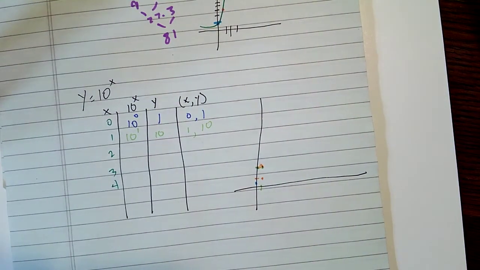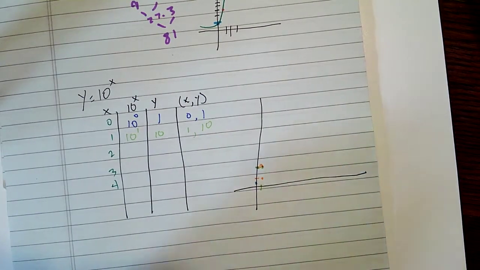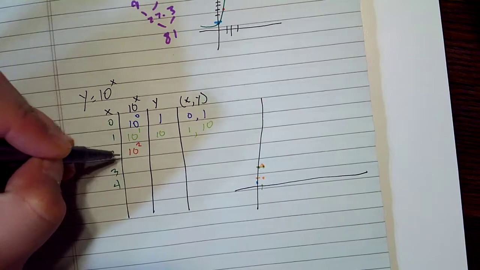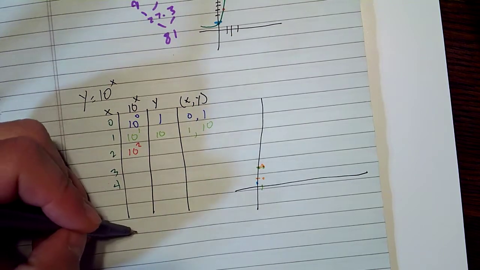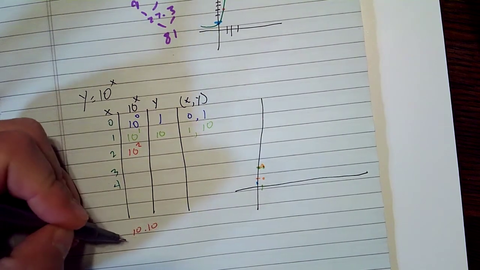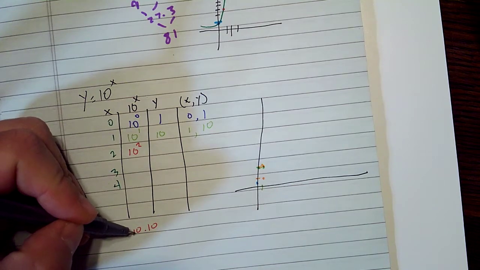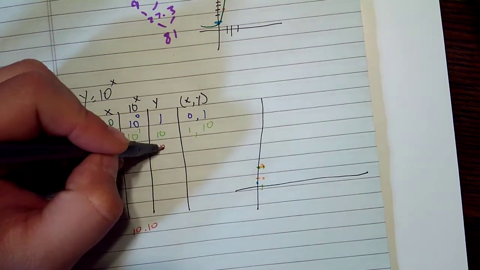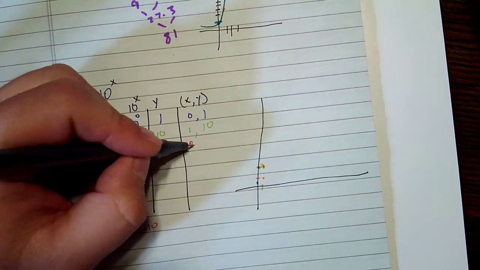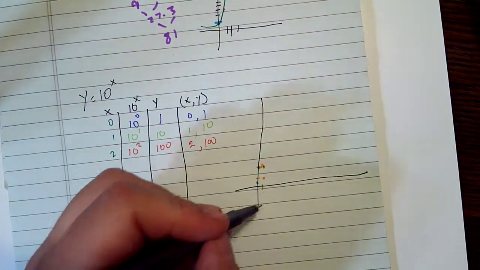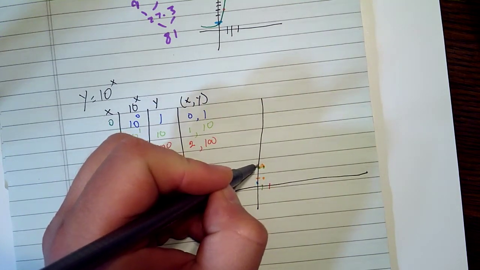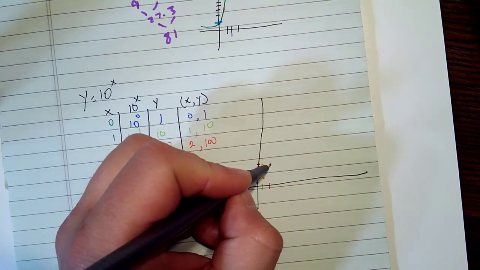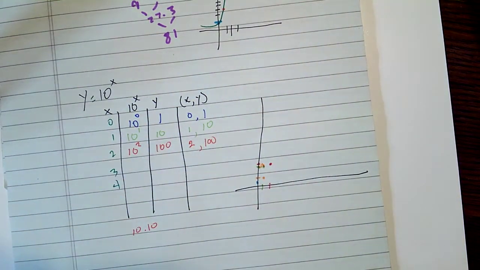Next number is 10 to the 2. What is 10 to the 2? That is 10 times 10. The nice thing with 10s is you just count the zeros. So this is a 10 with 2 zeros, so 100. And now this is just going to be 2, 100. So I'll make a dash for 2. If this is 1 and this is 10, 100 would be about here. Again, a lot of guesswork. They're all going to look about the same.